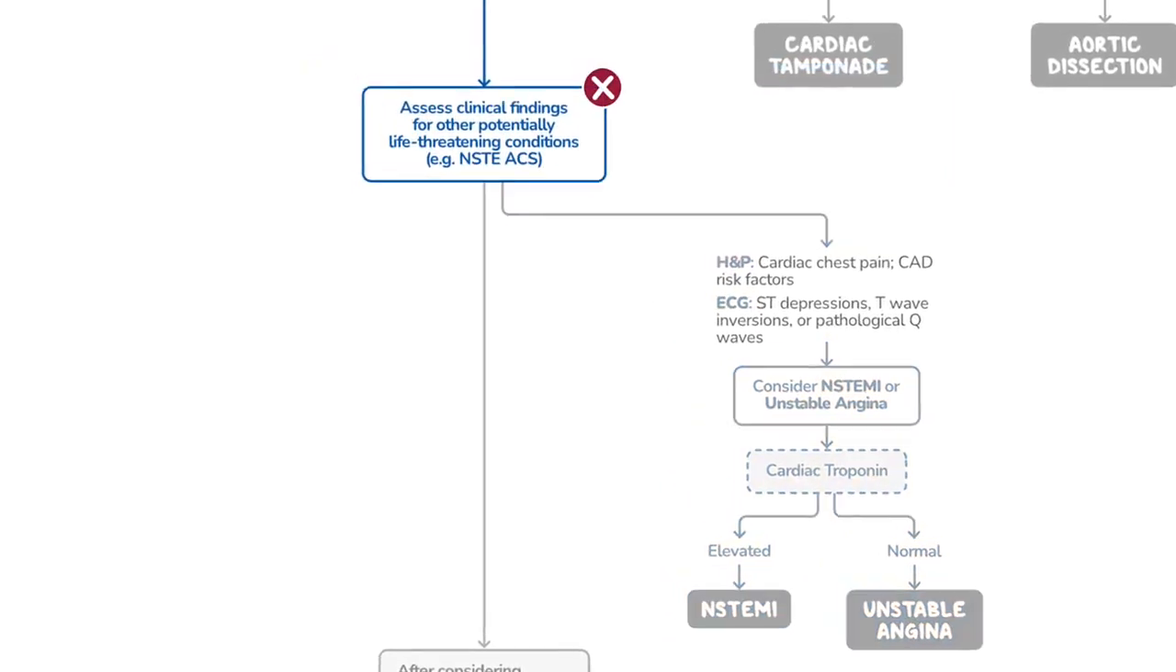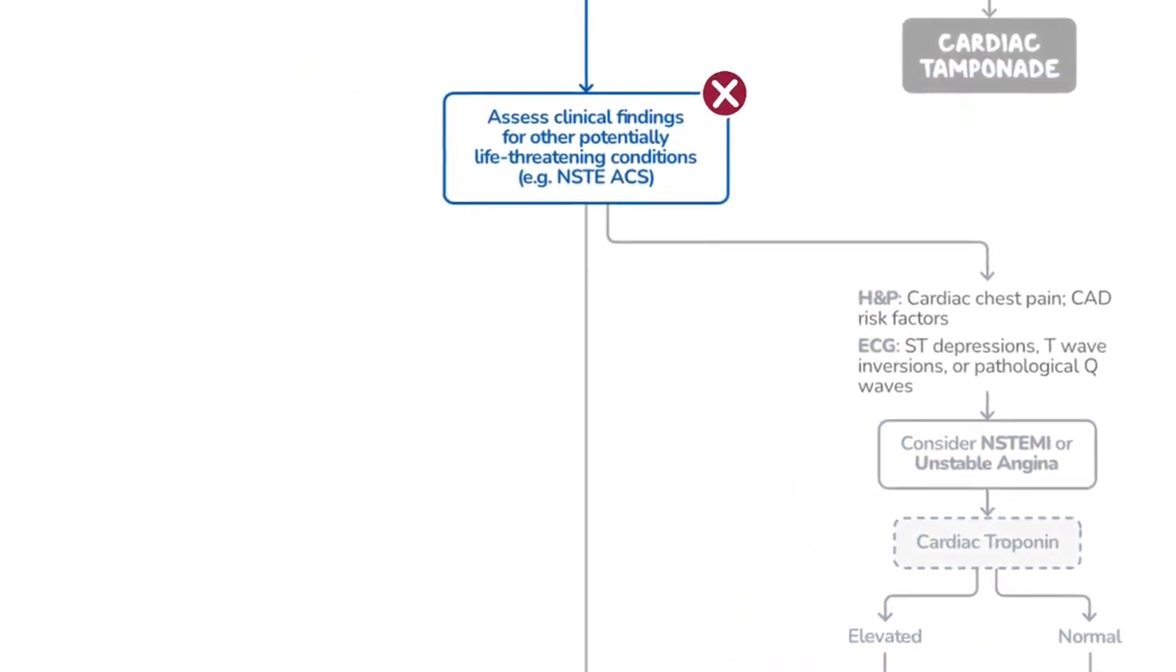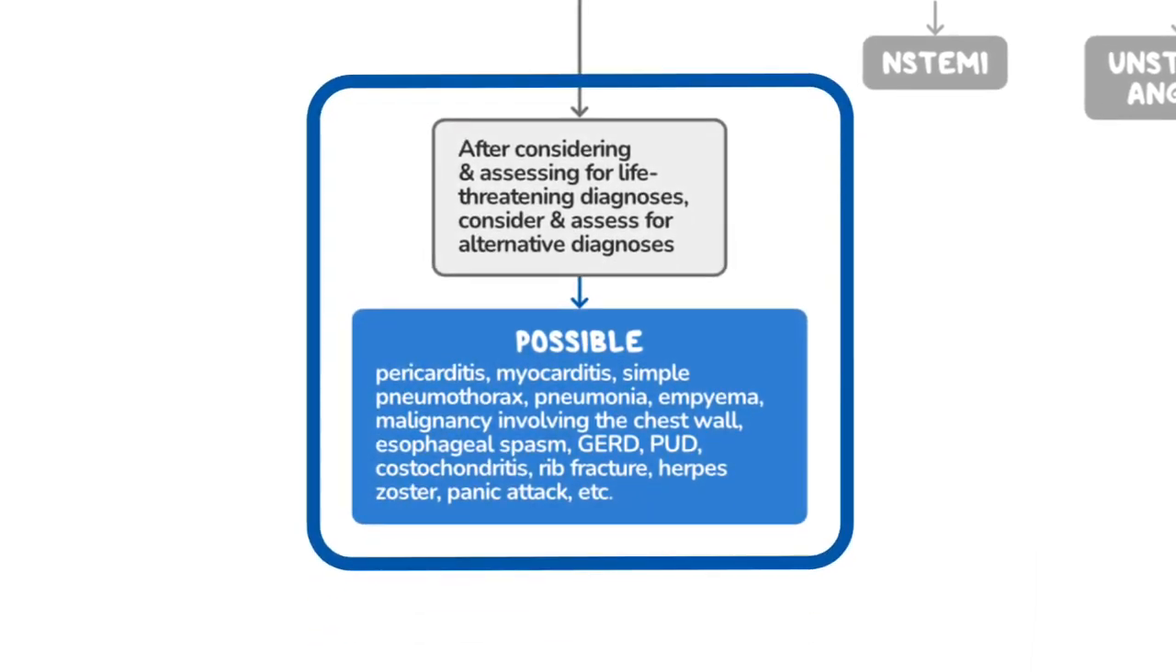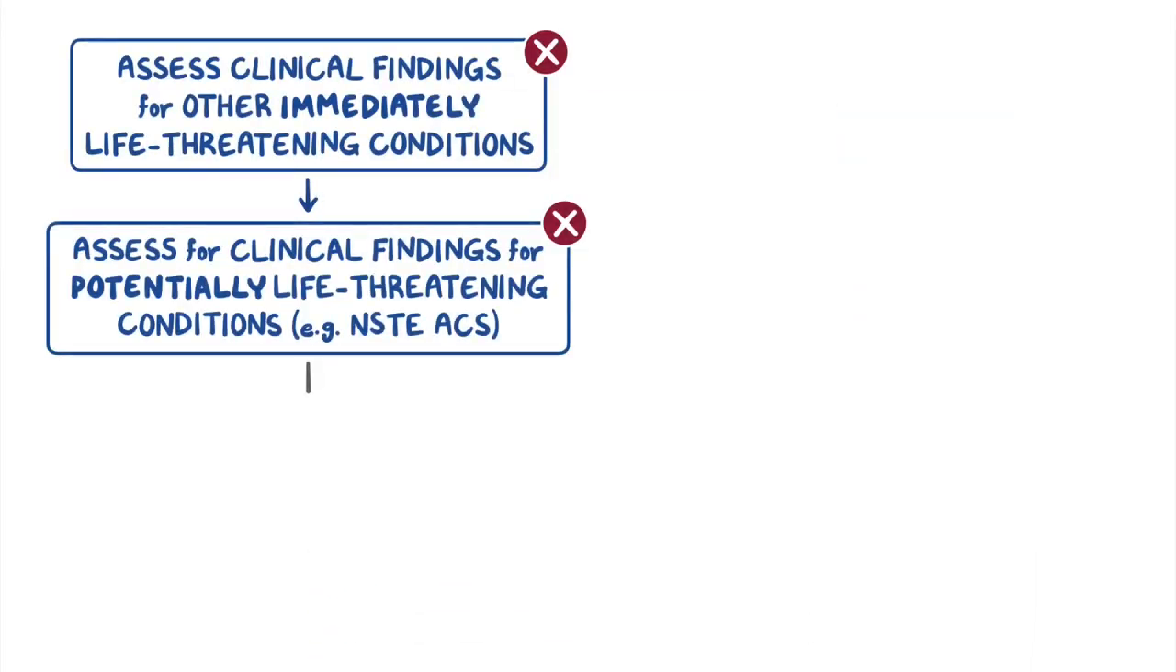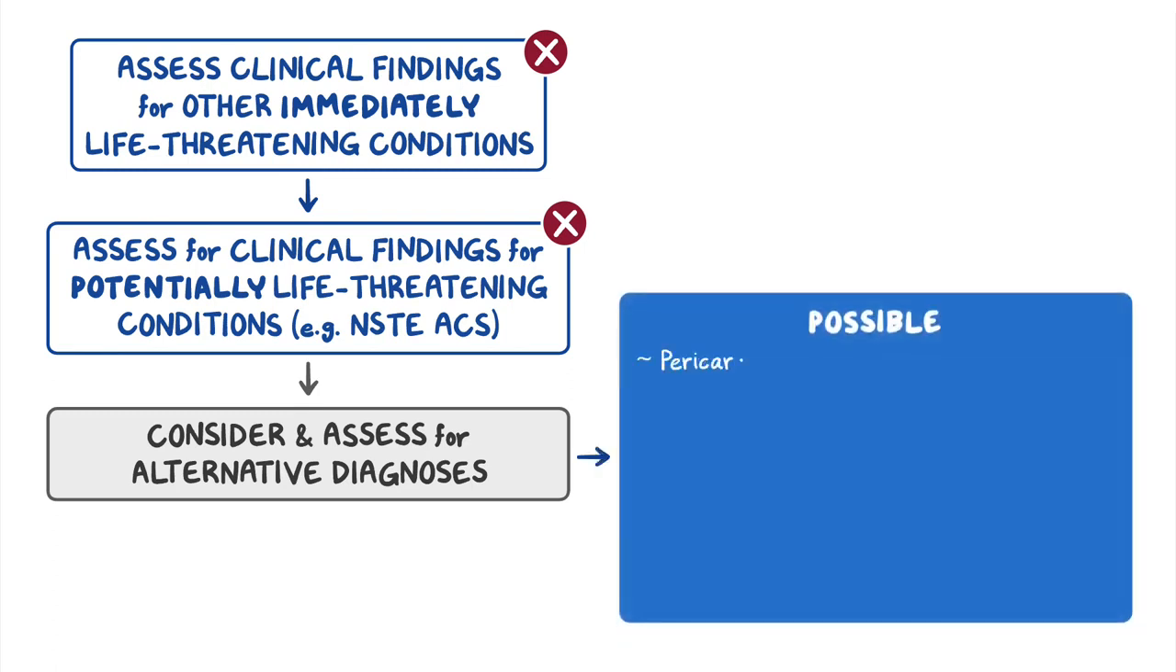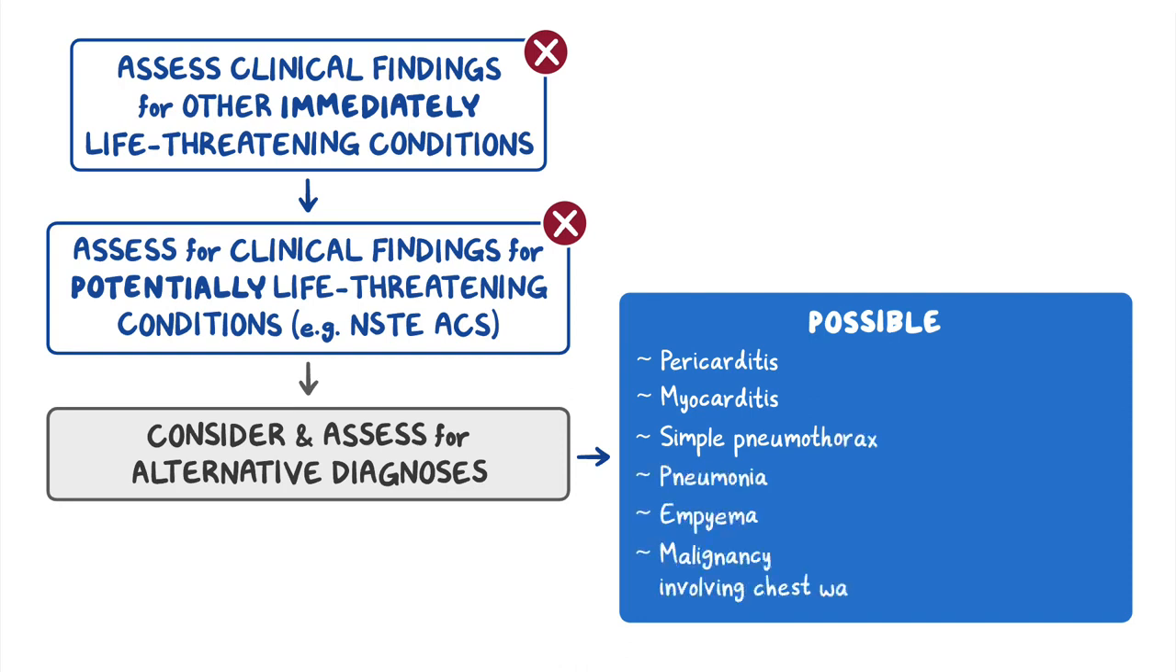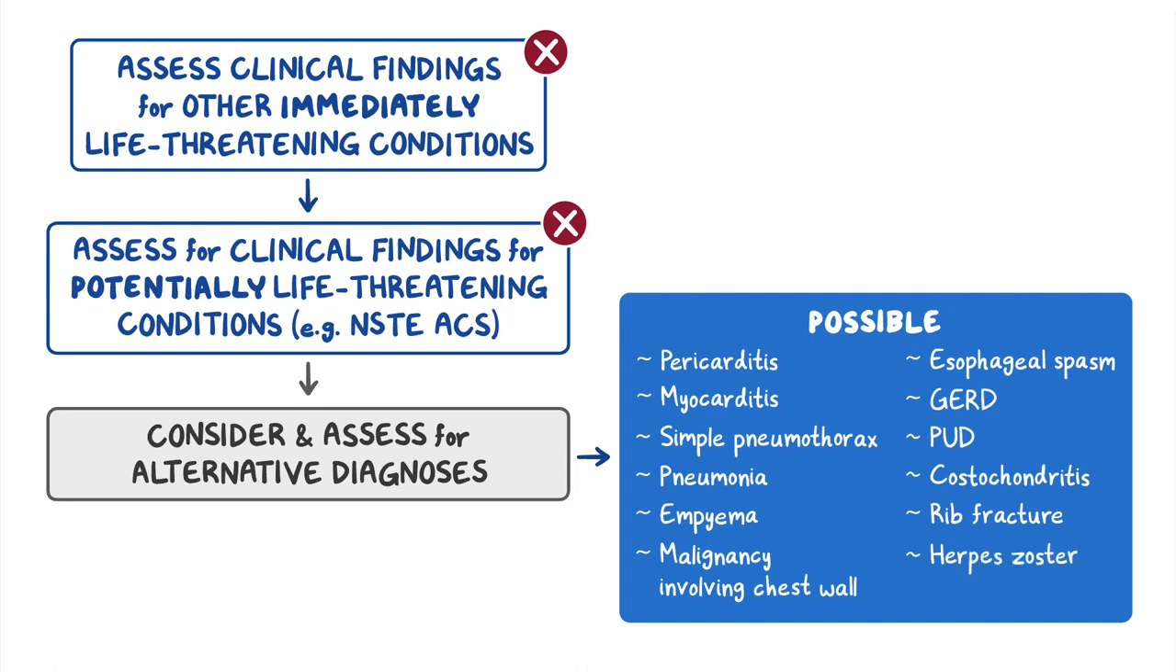Only after considering the life-threatening conditions should you evaluate the patient for the less dangerous alternative diagnoses for chest pain. Be sure to consider cardiac etiologies like pericarditis and myocarditis. Other causes include simple pneumothorax, pneumonia, empyema, and malignancy involving the chest wall. Esophageal spasm, gastroesophageal reflux disorder, or GERD, and peptic ulcer disease, or PUD, are examples of other gastrointestinal pathologies that can manifest as chest pain. Other common causes of chest pain include costochondritis, rib fracture, herpes zoster, and panic attack.